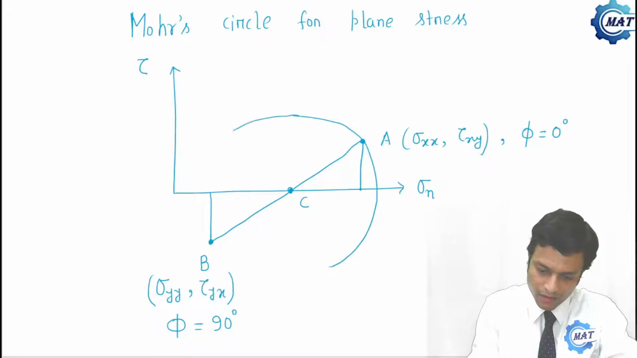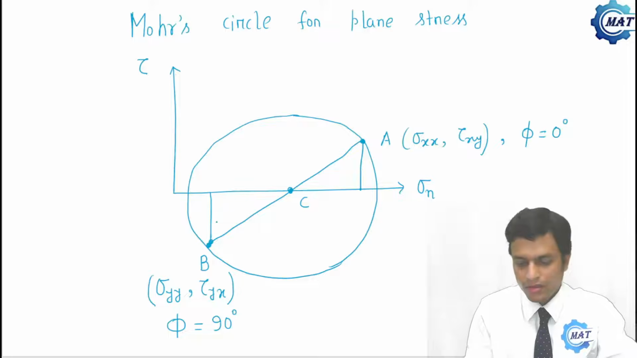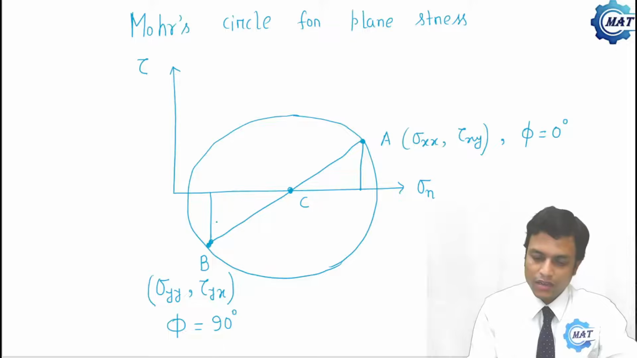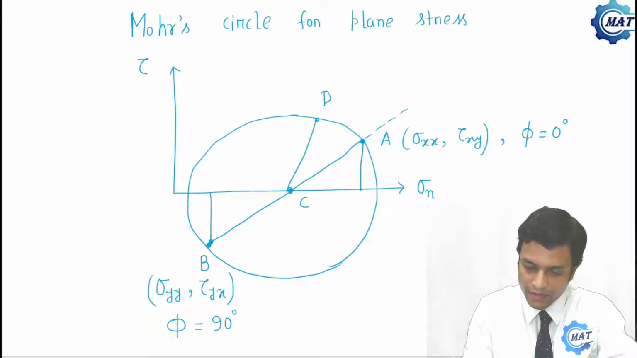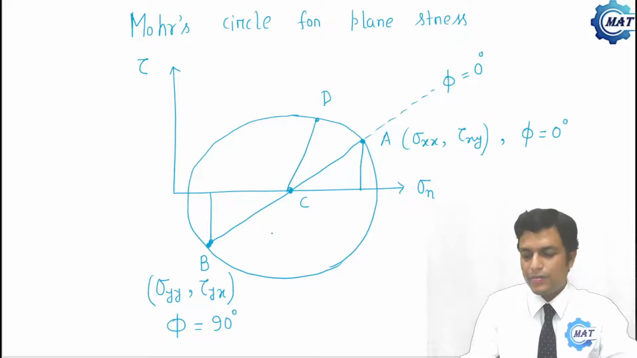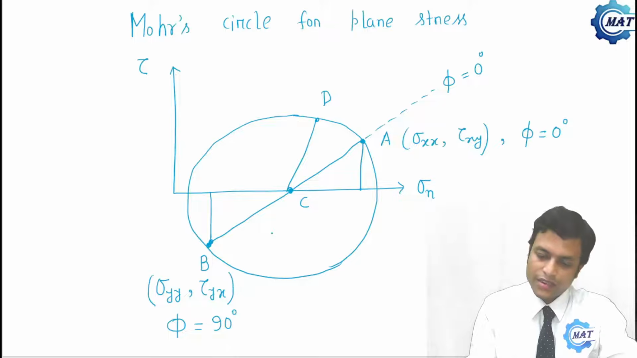And this is the Mohr circle. Sorry, this should pass through B. So this is the Mohr circle. Now, if this is point D, and this line here is phi equal to 0 degree. This line represents the state of stress at phi equal to 0 degree.